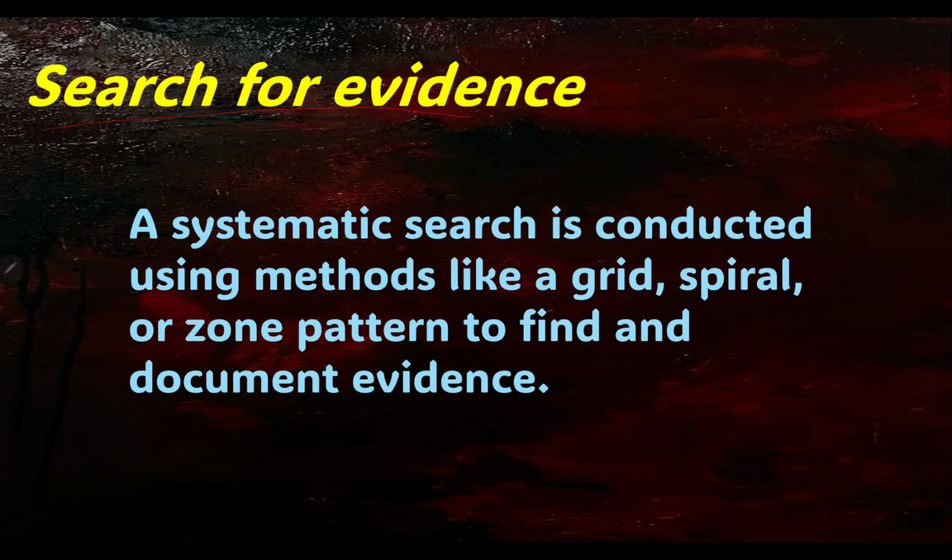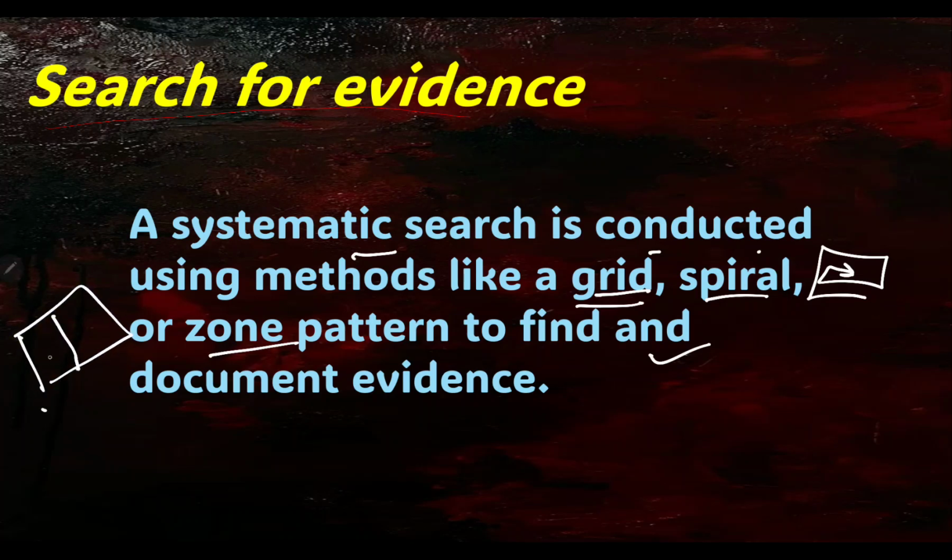So based on the crime scene, we will use different kinds of search methods. For some cases we use only grid, for some cases only spiral. Okay, so this is about the search of evidence. A systematic search is conducted using methods like grid, spiral, zone patterns to find the document evidence. The spiral is like this, I have already taught you. Grid means the grid method, zone means dividing the crime scene into different kinds of zones.